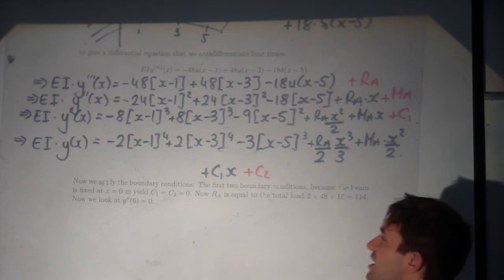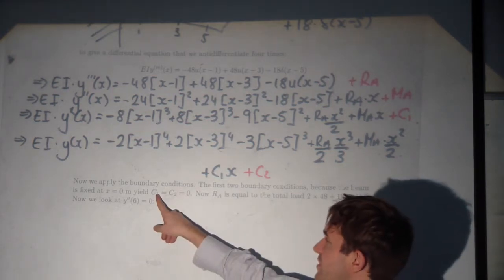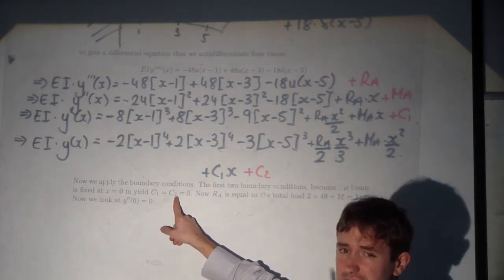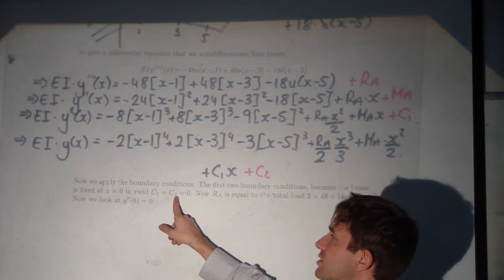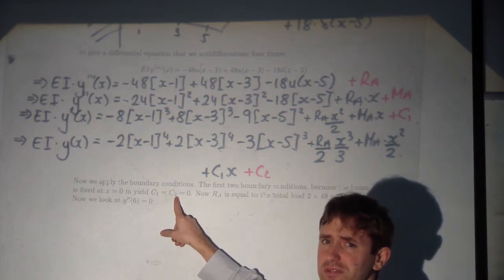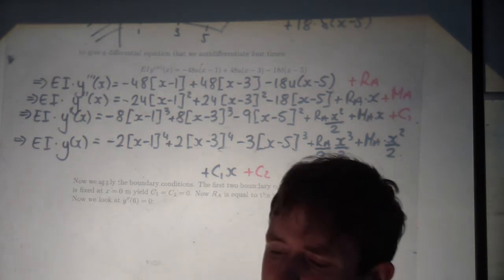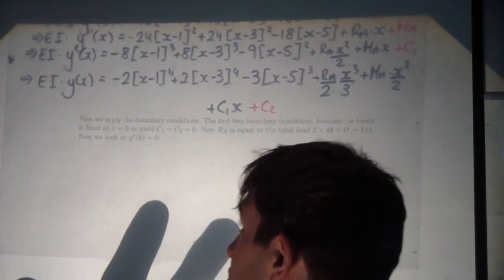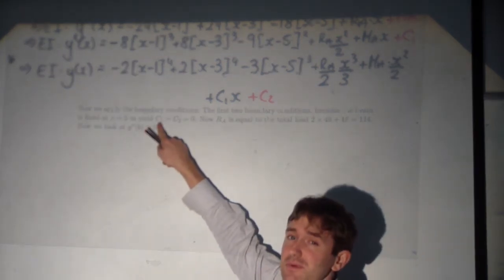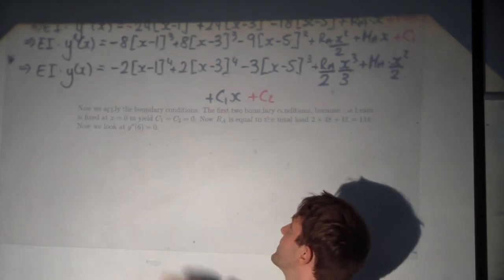Now our job is to find all the constants. Some of them shouldn't be too bad, because it's fixed on the left. C2 is equal to 0 because the deflection on the left is 0. That will be the case all the time, for simply supported and fixed ends. C1 is equal to 0 because the slope is equal to 0 on the left. This will be the case for fixed ends but not simply supported.